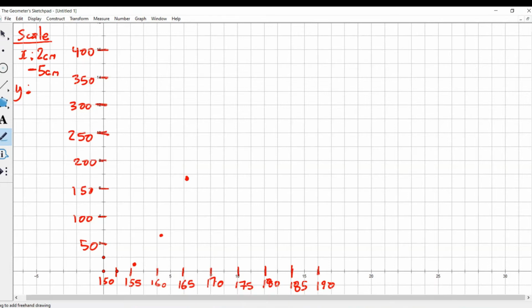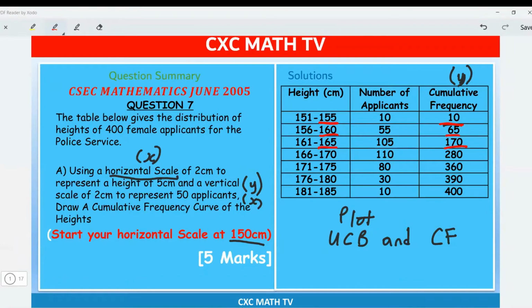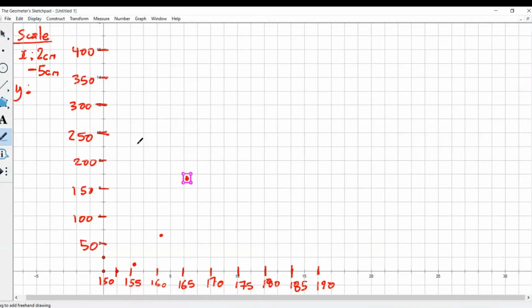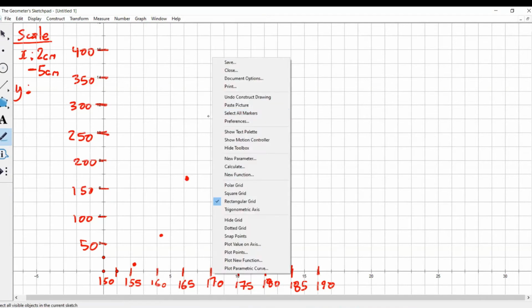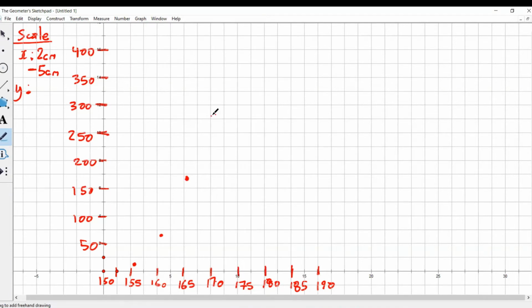All right, now we'll go 170.5 to 280. So 280 is 170.5 to 280. This is 250. Right here is 275. So a little above it is 280. As you can see, I have difficulties with the computer and marking, but that's okay.